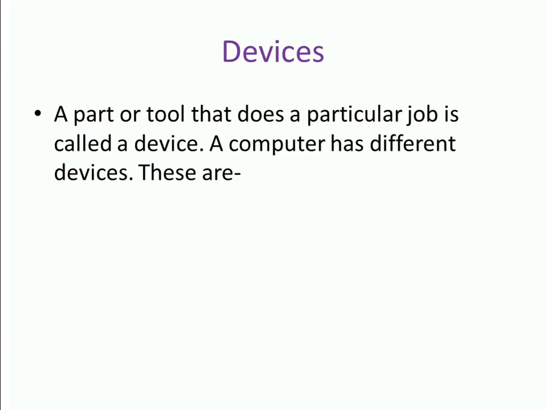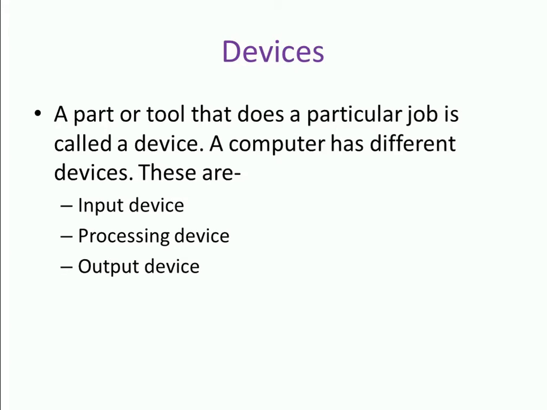Now we will study different types of devices. A part or tool that does a particular job is called a device. A computer has different devices. These are input device, processing device, output device and storage device.